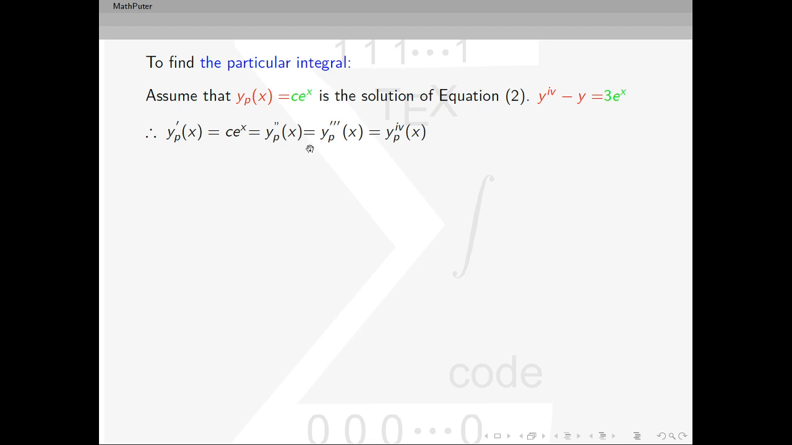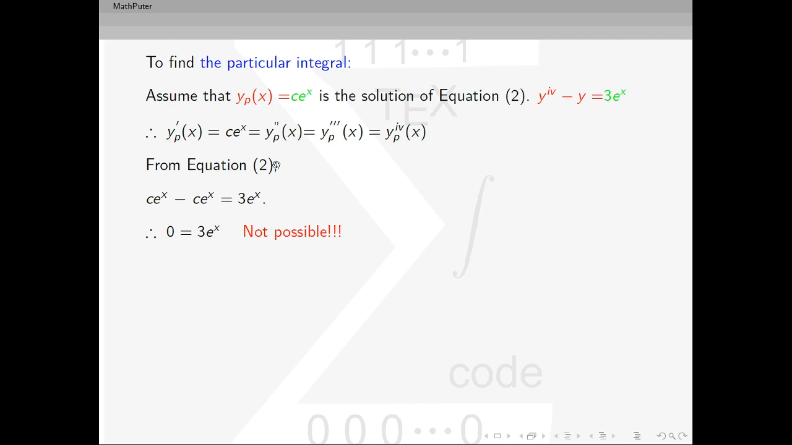Now let us substitute into the given equation. So what we have? Fourth derivative of y is c into e raised to x, minus y, is equal to 3 e raised to x. Left hand side: c e raised to x minus c e raised to x is 0. Right hand side is 3 e raised to x. Okay, what does it mean? That means 0 is equal to 3. Is it possible? This is not possible. That means our assumption c into e raised to x is not true. Right, something is missing here.